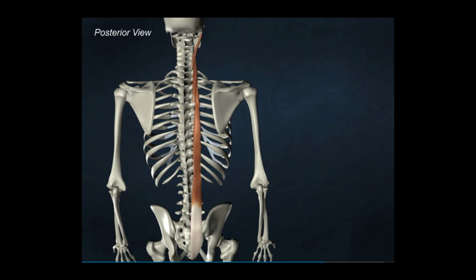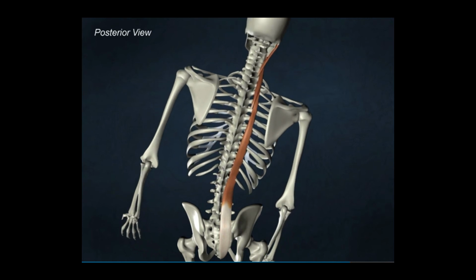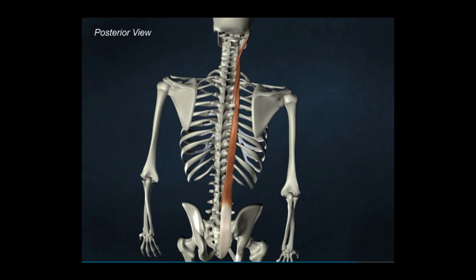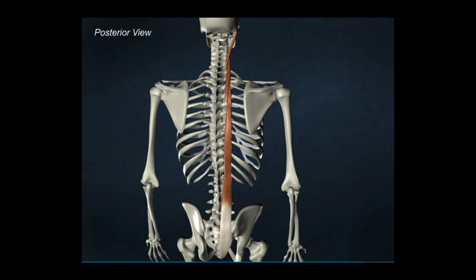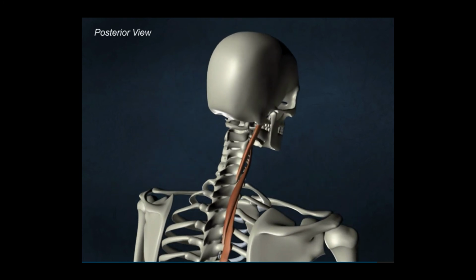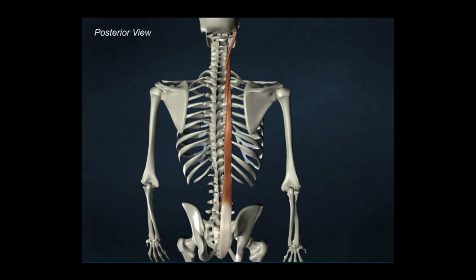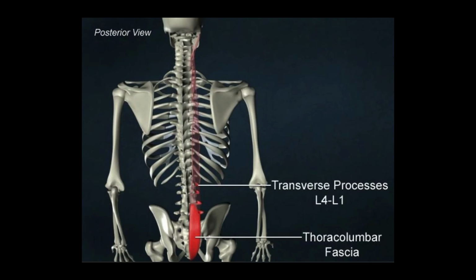Acting bilaterally, the longissimus extends the vertebral column and neck. Acting unilaterally, it laterally flexes the vertebral column to the same side. In addition, the superior portion, the longissimus capitis, laterally flexes and rotates the neck to the same side. It is innervated by the dorsal rami of spinal nerves.